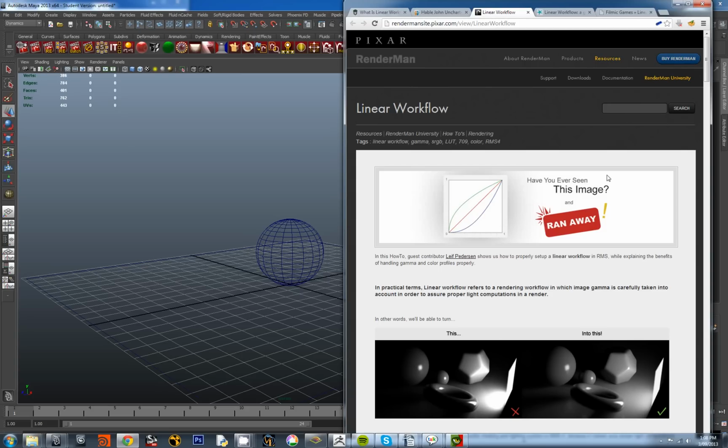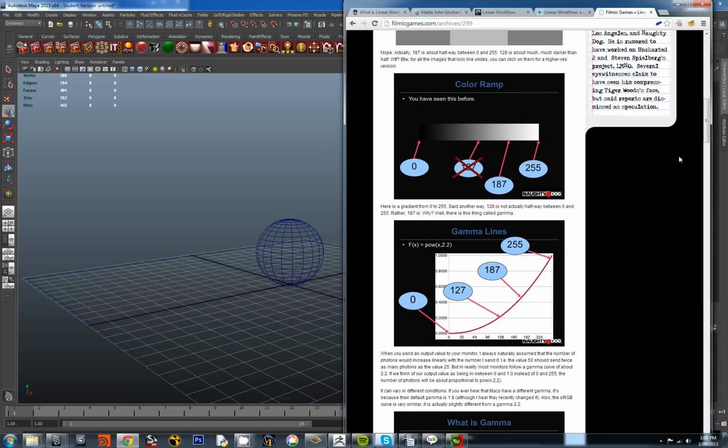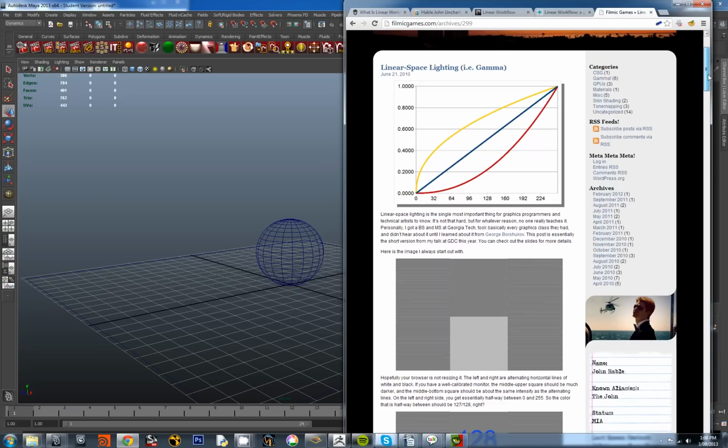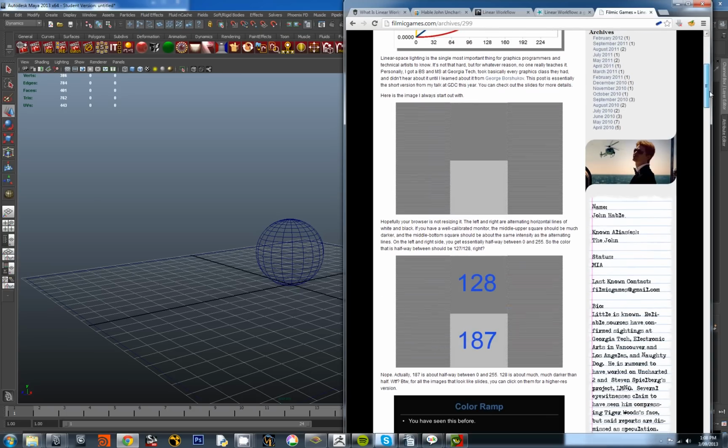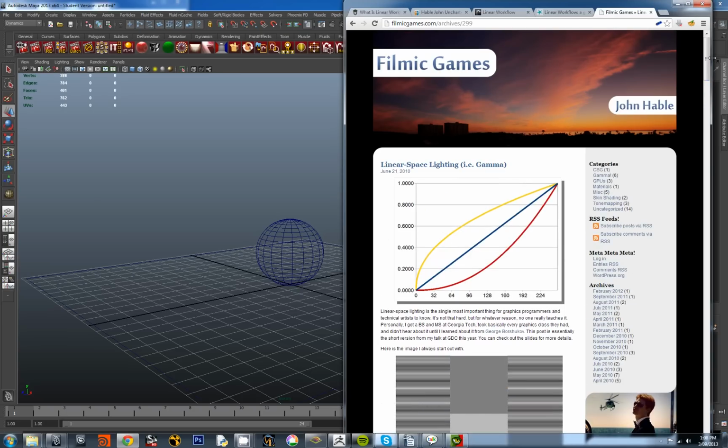If you find this massively confusing, I'd suggest reading through Linear Workflow in Renderman University here, having a look at Filmic Games, which is John Hable's website, which has a lot of information about it, and which you may find jogs your mind to actually understand it. I've been looking at it for quite a while, for, like I say, about 4 years. It is confusing to start with. You need to actually apply practical examples to make it sensible to yourself.